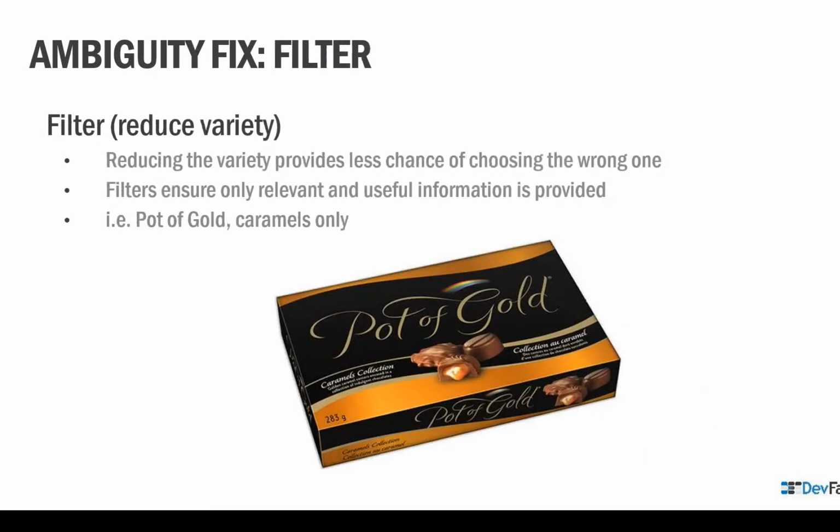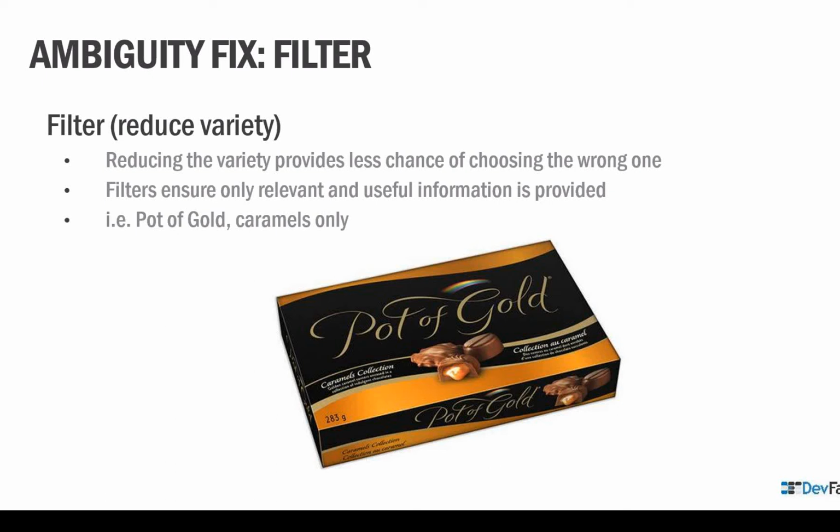Now, we talked about filtering, and filtering is the idea of reduction in variety. This is one thing that the chocolate companies have actually already done. It's one of the few things in information architecture they've done, but Pot of Gold realized that was one of the big issues they had with their box of chocolates. They had too much variety, people weren't getting the right chocolates, and it provided a bad user experience.